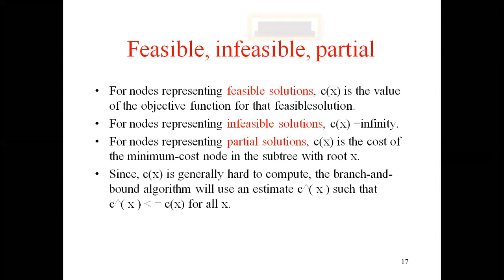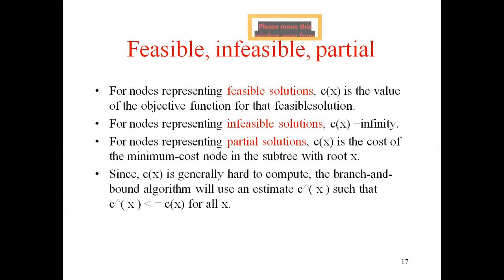So the cost of that particular node is infinity. That is an infeasible solution. For nodes representing partial solutions, that means we have not developed the entire state space tree. Only some nodes are developed. That is a partial solution you have got at a particular node. C of x is the cost of the minimum cost node in the subtree with root x.